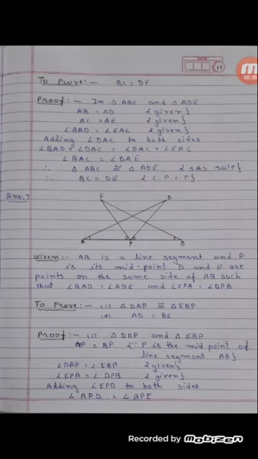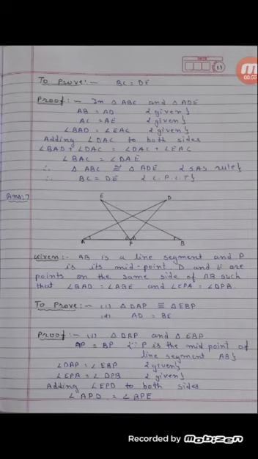In answer, given AB is a line segment and P is its midpoint. D and E are points on the same side of AB such that angle BAD is equal to angle ABE and angle EPA is equal to angle DPB. To prove, first, triangle DAP congruent to triangle EBP, and second, AD is equal to BE.